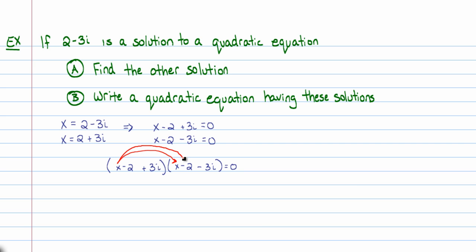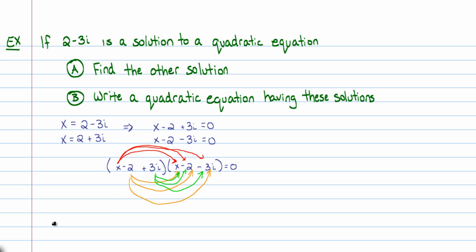We'll have x times x, x times a negative 2, and then an x times a negative 3i. And then, I'll do this in orange, we'll have a negative 2 times x, a negative 2 times a negative 2, and a negative 2 times a negative 3i. And finally, I'll do this in bright green, 3i times x, 3i times a negative 2, and 3i times a negative 3i. So here we go. Let's go ahead and do this.